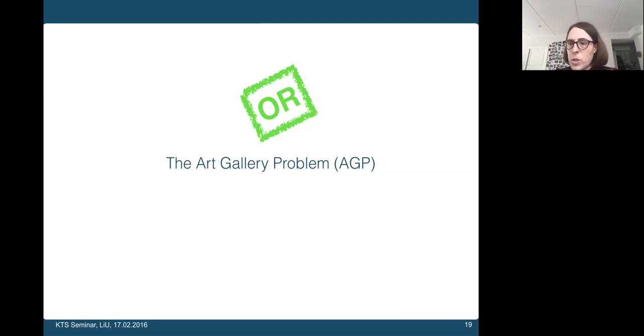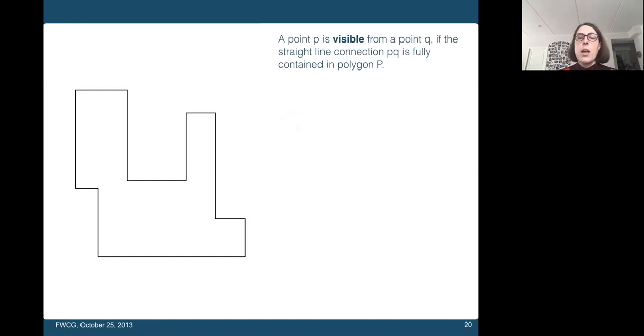Probably not, because you kind of have to already know what polygons, vertices and edges are, and how they connect. But we can try to explain the same things using lots of images. And the idea is that you will understand what it's about anyhow, even if you do not know what a polygon is. So a point is visible from another if the straight line connection between those two is contained in the polygon.